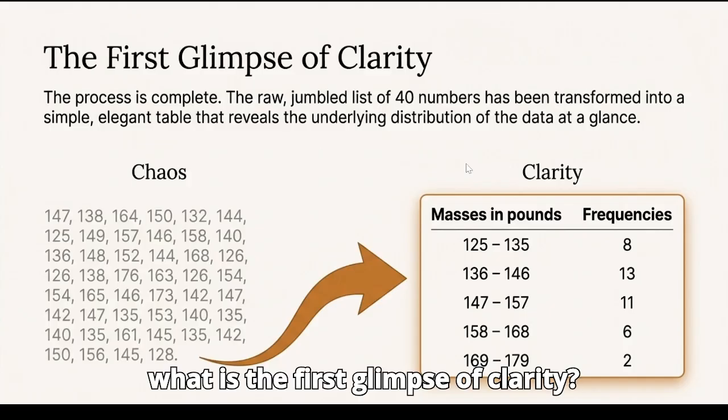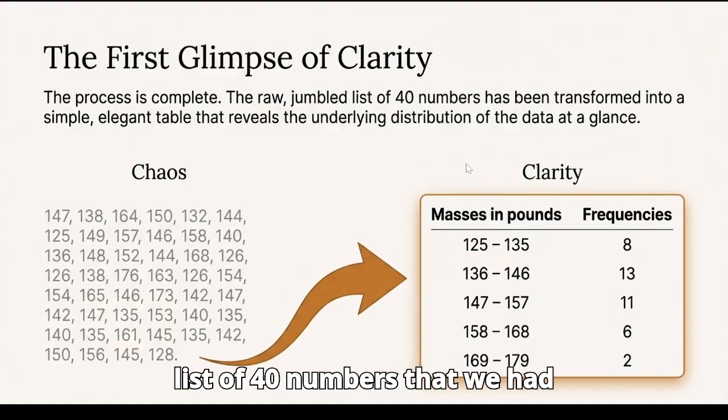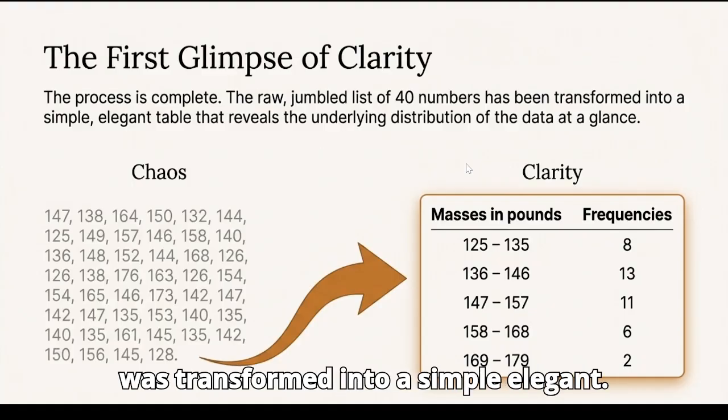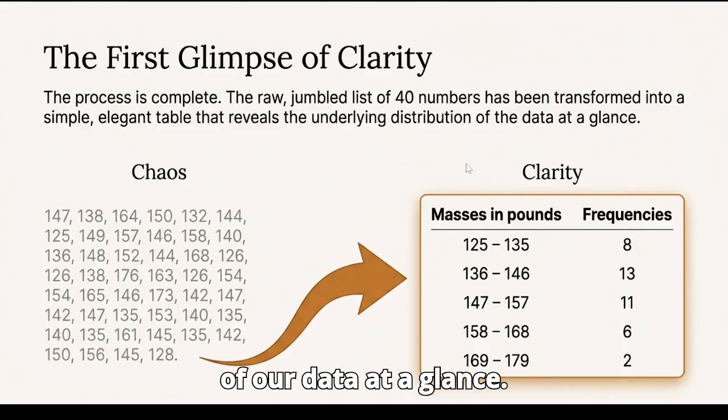Now, what is the first glimpse of clarity? Our process is complete. The raw jumbled list of 40 numbers that we had was transformed into a simple, elegant table that reveals the underlying distribution of our data at a glance.